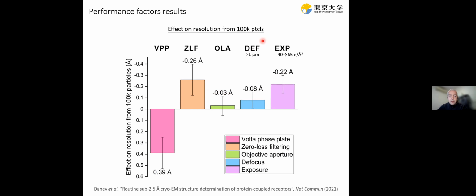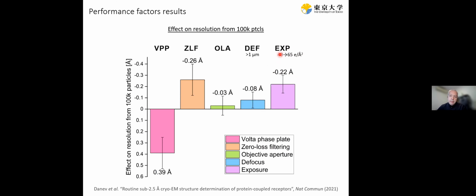Defocus magnitude: here more than 1 micron defocus provided slightly better performance. So in general, yes, it seems that the higher defocus helps, particularly during classification steps, where the low frequency components are helpful to classify, I guess, damaged particles or disassembled complexes. And higher exposure had also a noticeably positive effect. So instead of 40 electrons, this is comparing 40 versus 65 electrons per square angstrom, and it seemed it helped.